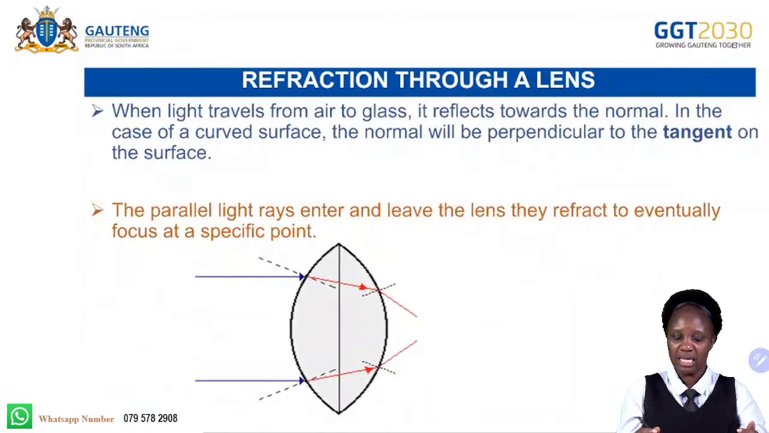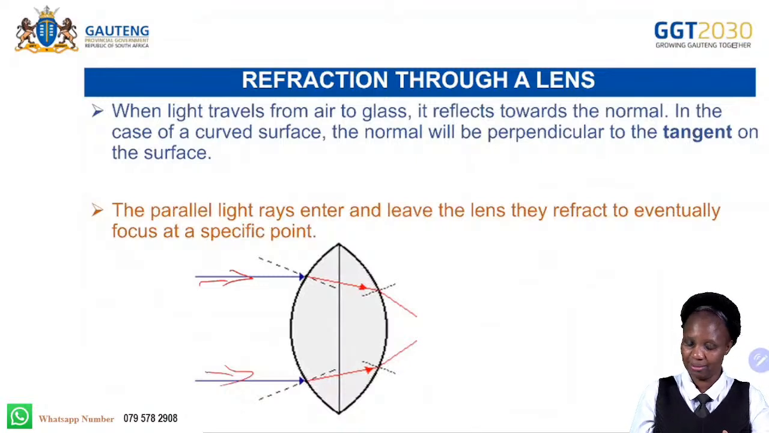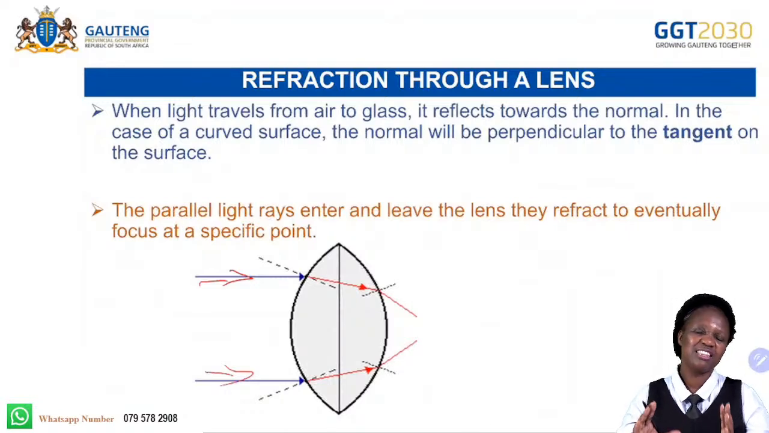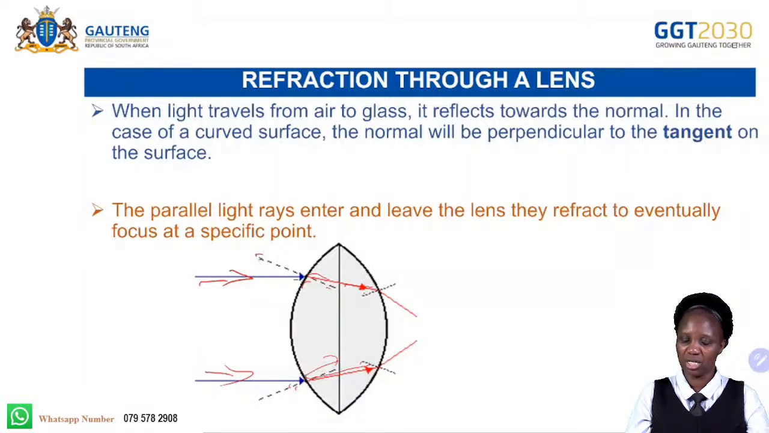For example, these are the parallel light rays that are going to the what? To the lens, okay? And then what happens is they enter the lens. Remember, the lens is transparent. They refract, they change direction. For example, this one, it bends, it changes direction. This is the normal. Then it bends, it changes direction to a point. And then here, this is the normal, it bends and changes direction to a point.